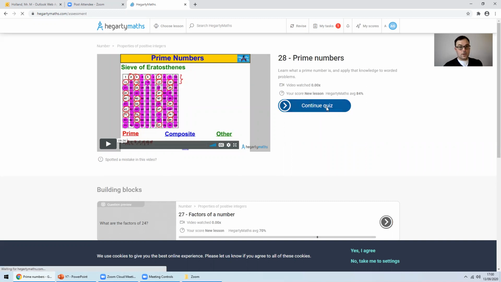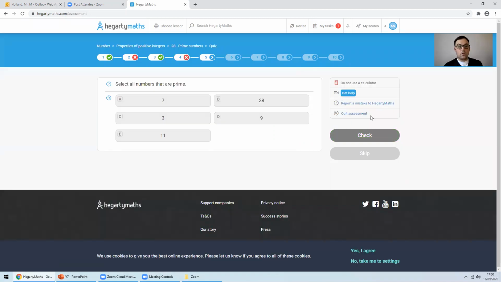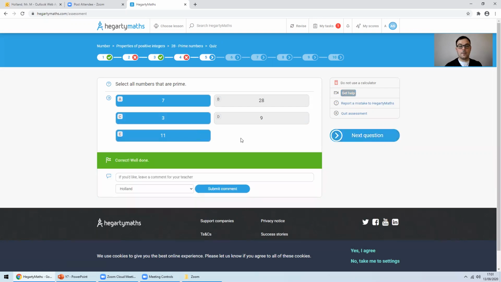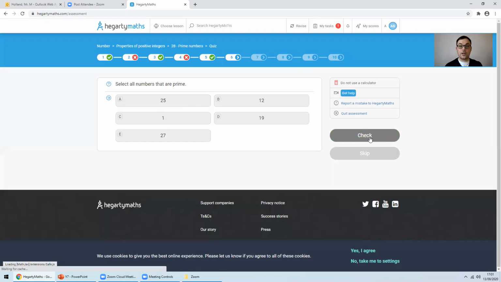So if I continue the quiz, and again, it would say start quiz normally, but I have used this account before. And this particular question that I'm on as the student is select all numbers that are prime. So let me select the numbers that are prime, 7, 3, and 11, check. And it's correct, perfect. What will happen if they get a question incorrect?